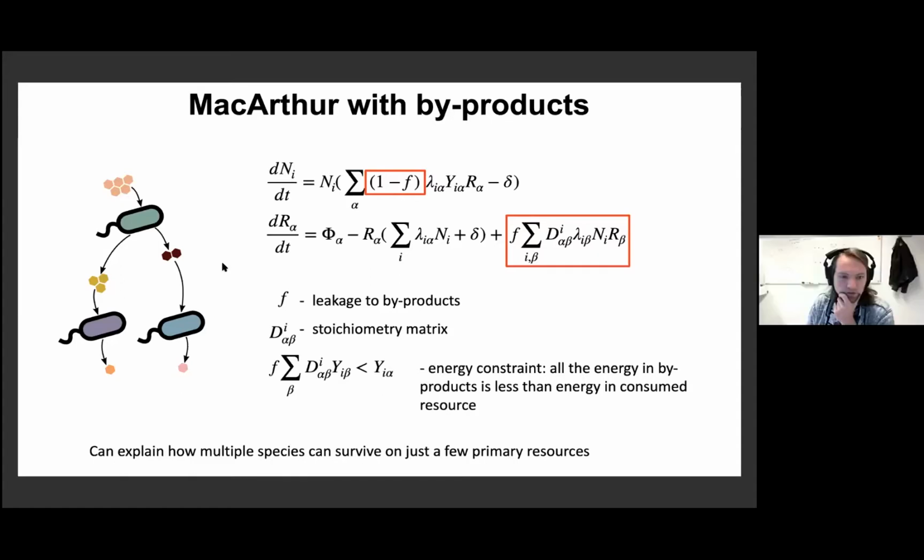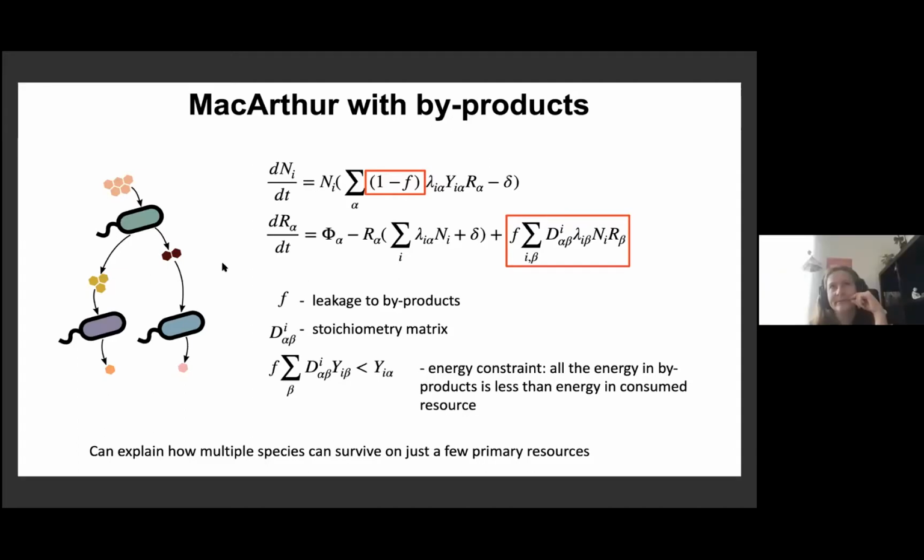I'm a bit confused. So this is without the enzyme budget trade-off or the membrane trade-off, right? So why doesn't the first species also eat its own byproduct?